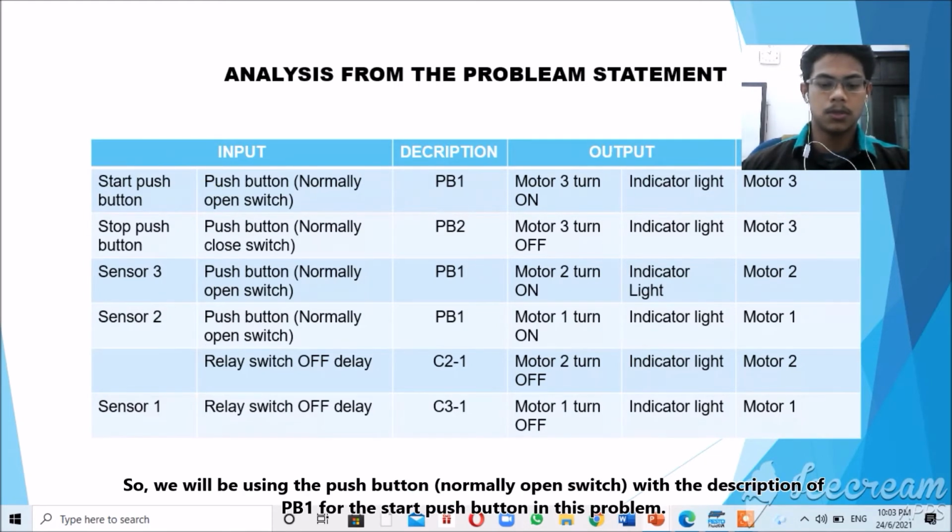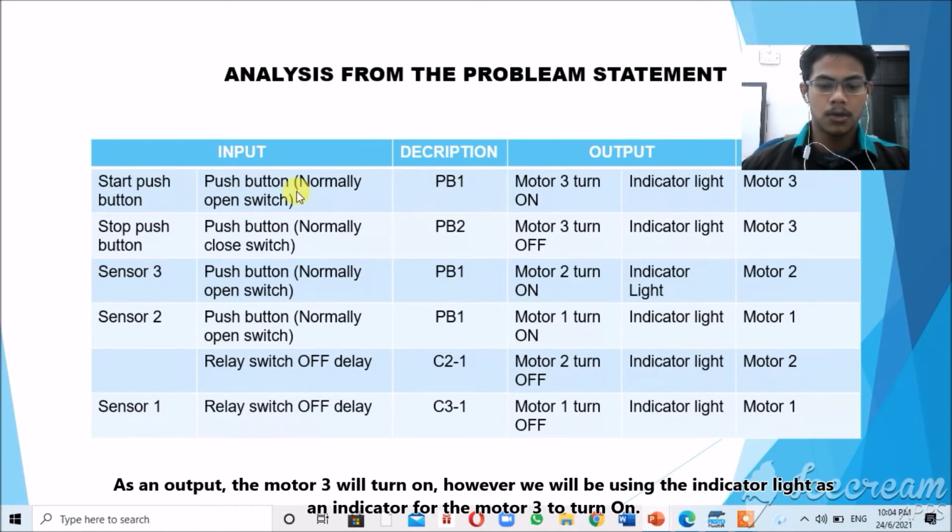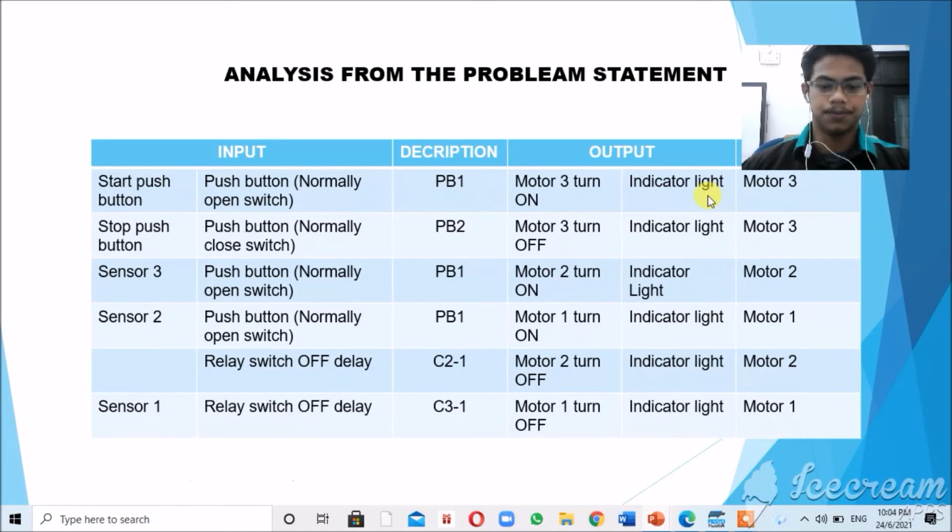So we will be using a push button, normally open switch, with the description PB1 for the start push button in this problem. As an output, motor 3 will turn on. However, we will be using an indicator light as an indicator for motor 3 turning on. The description for the light is motor 3.